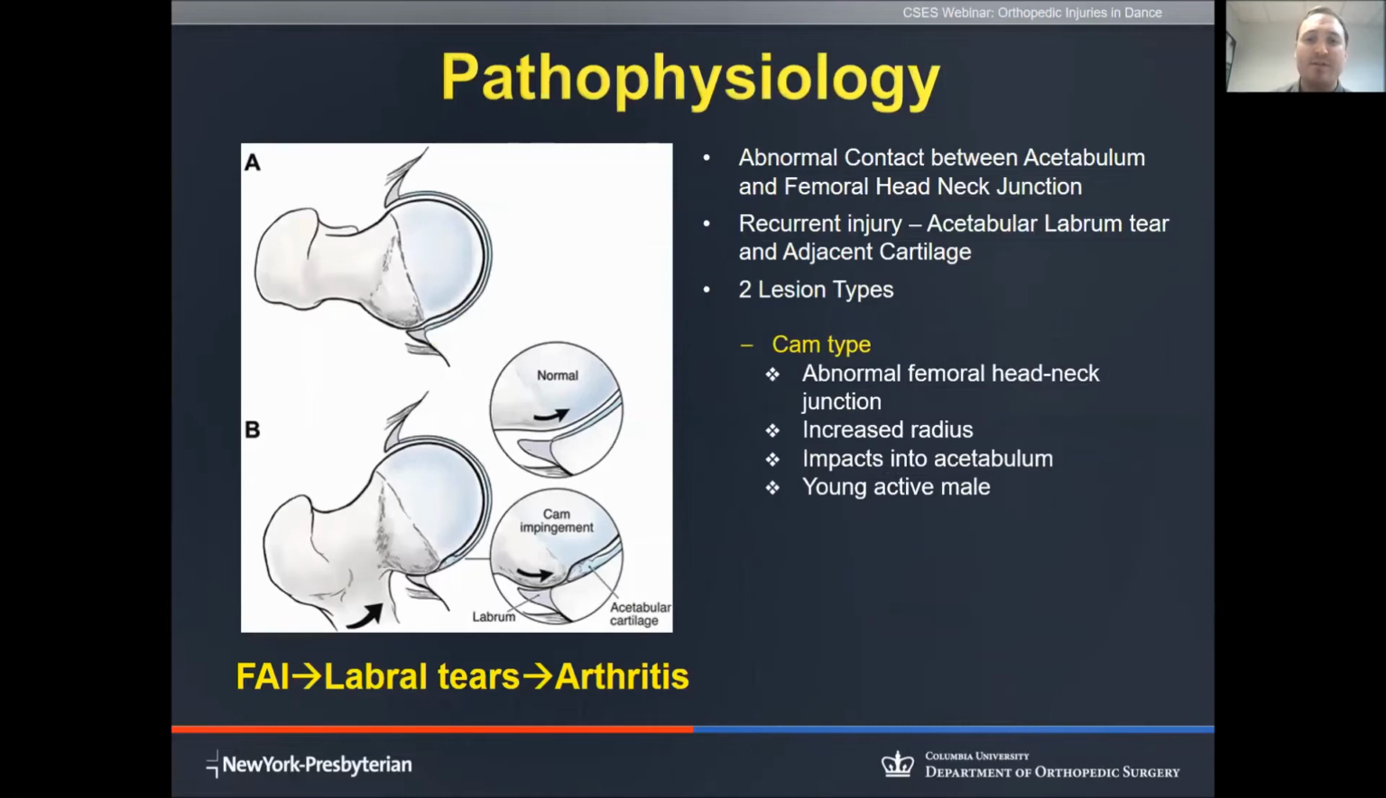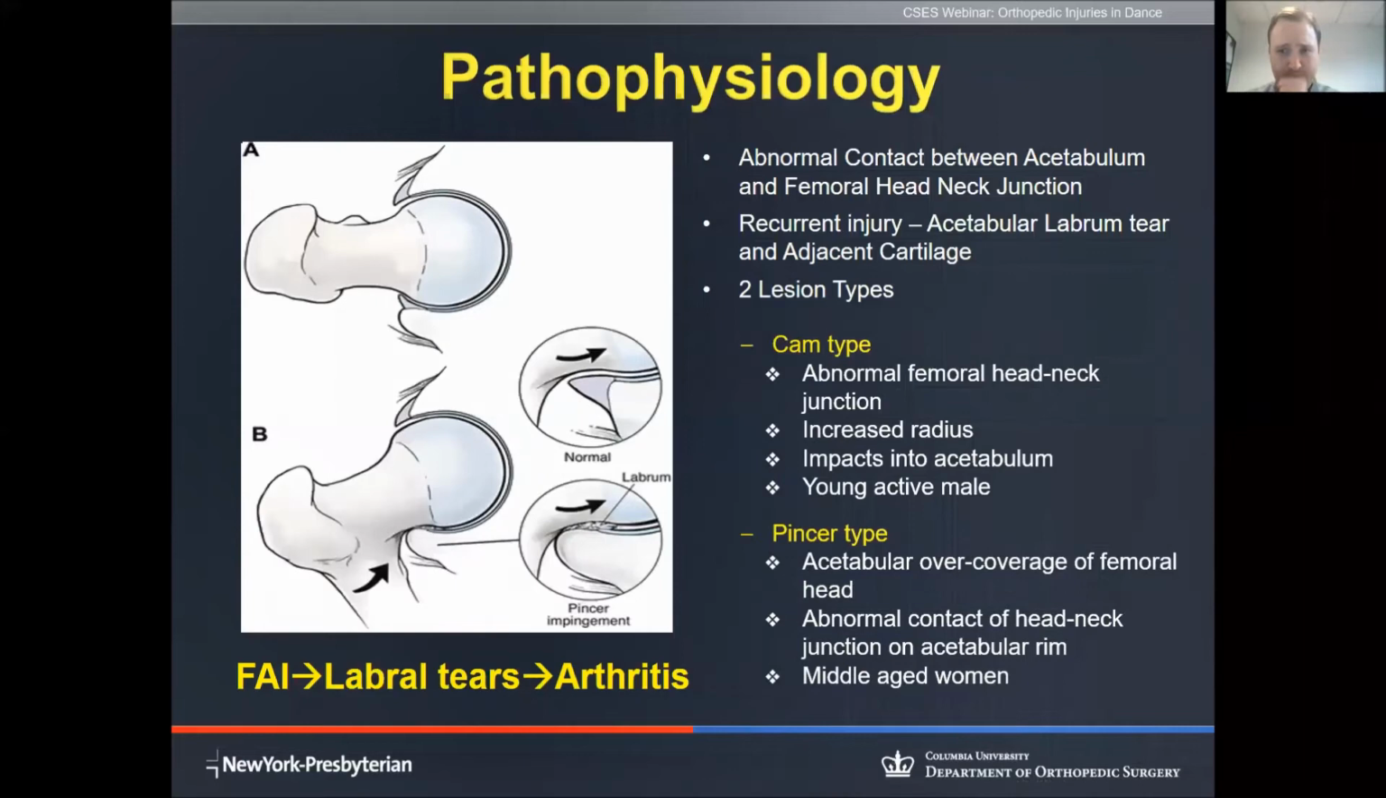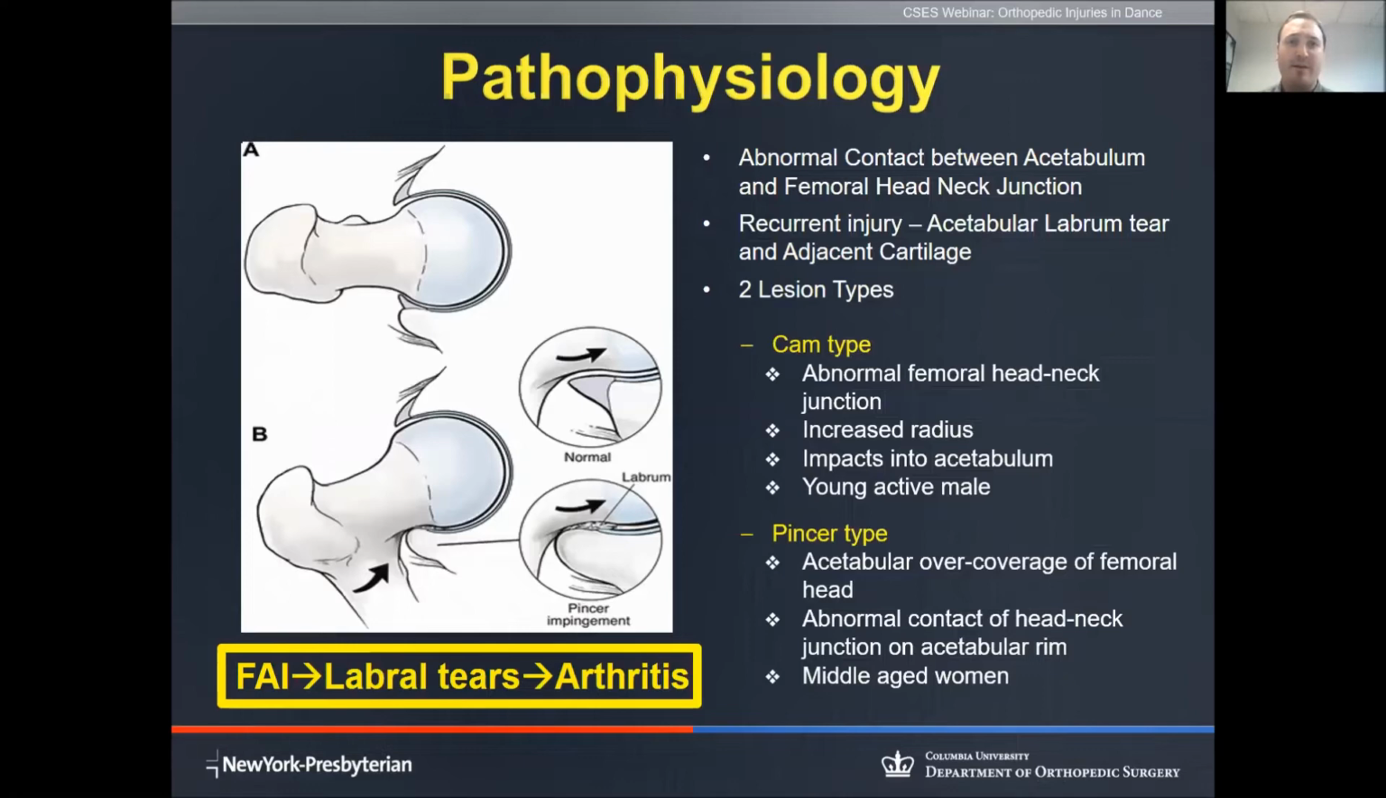There's the CAM type impingement, in which there will be that extra bump of bone that comes off the anterior femoral neck. We tend to see this more in young active males. We'll see them in our football and soccer players, but I've seen them in male dancers as well. Pincer lesions, we tend to see as more the result of overcoverage of the femoral head by the acetabulum. And this is what we tend to see more in dancers as well as individuals who are doing a lot of hypermobile exercises. So we tend to see this in the middle-aged crowd where they're doing a lot of yoga or Pilates. And the reason why we care about femoroacetabular impingement is because it can lead to labral tears and potentially predispose someone to arthritis.